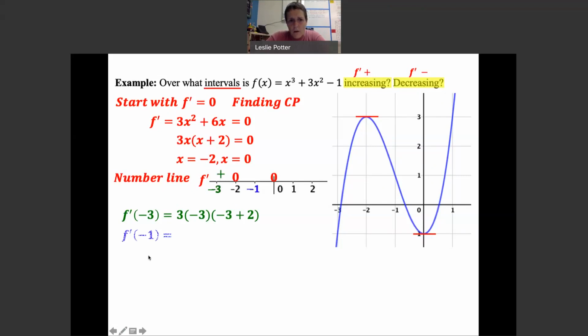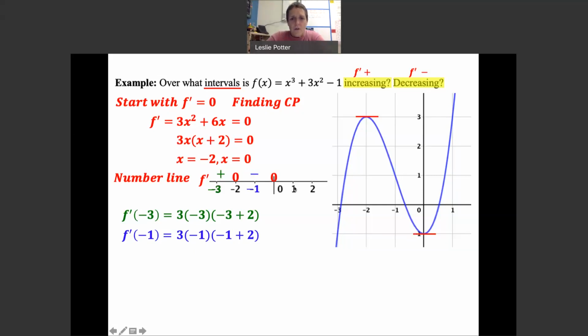Now let's stick a -1. Okay, so again, if I stick -1 in for x, the outside here is going to be negative. The inside here is going to be positive, because -1 plus 2 is 1. Negative times a positive is a negative. And we can see it, this plus and this minus are coinciding with this positive slope and this negative slope.